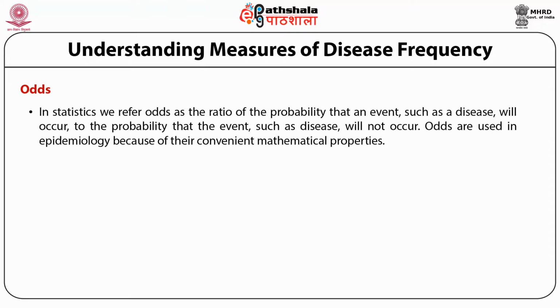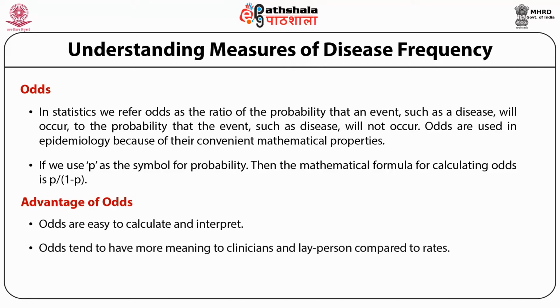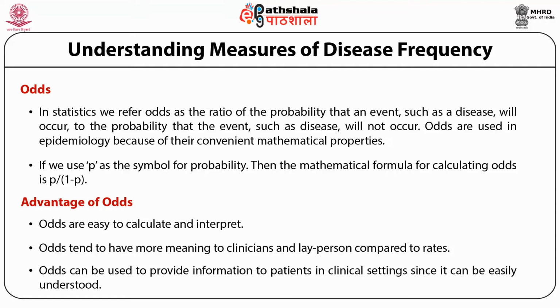Odds. In statistics, we refer to odds as the ratio of the probability that an event, such as a disease, will occur to the probability that the event will not occur. Odds are used in epidemiology because of their convenient mathematical properties. If we use P as the symbol for probability, then the formula for calculating odds is P divided by 1 minus P. The advantages of odds are that they are easy to calculate and interpret. Odds tend to have more meaning to clinicians and laypersons compared to rates. Odds can be used to provide information to patients in clinical settings since they can be easily understood.